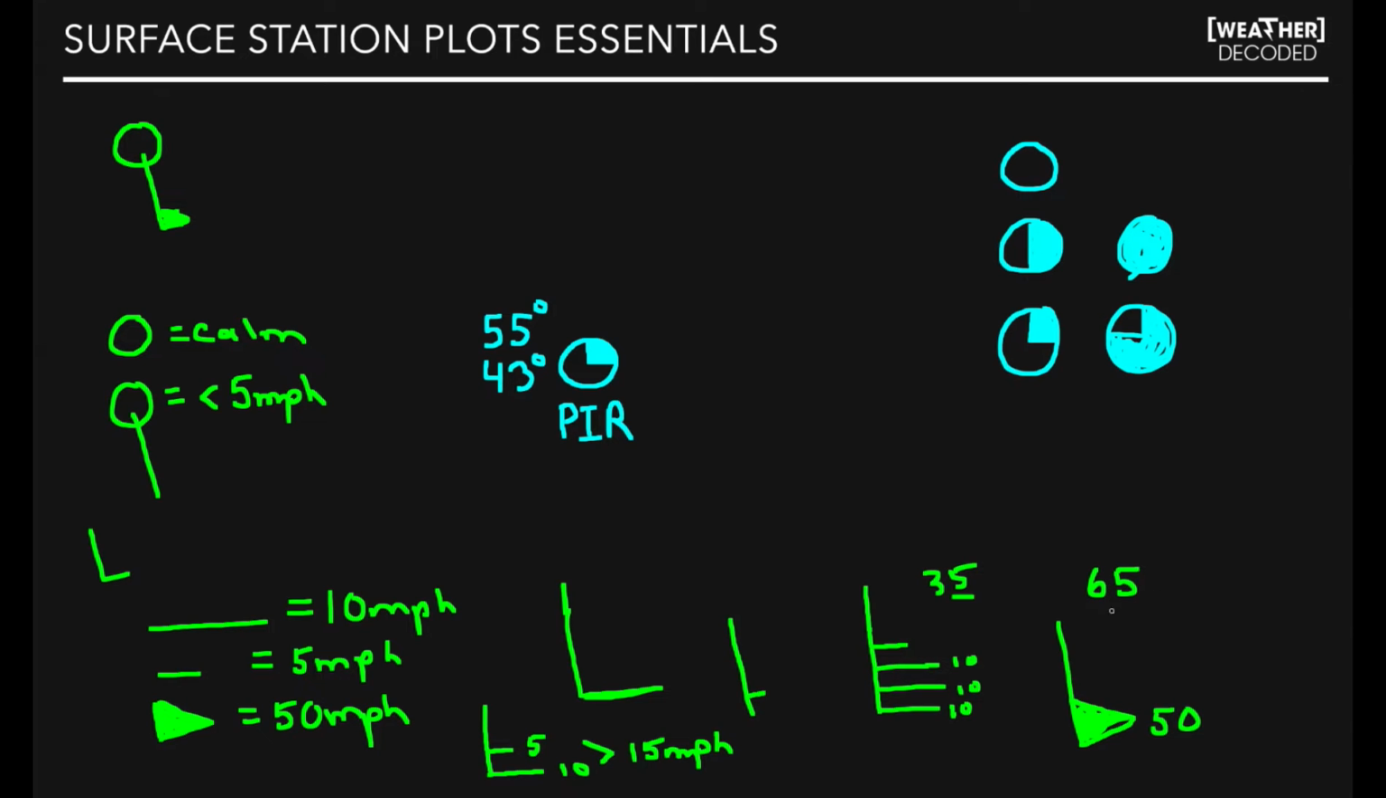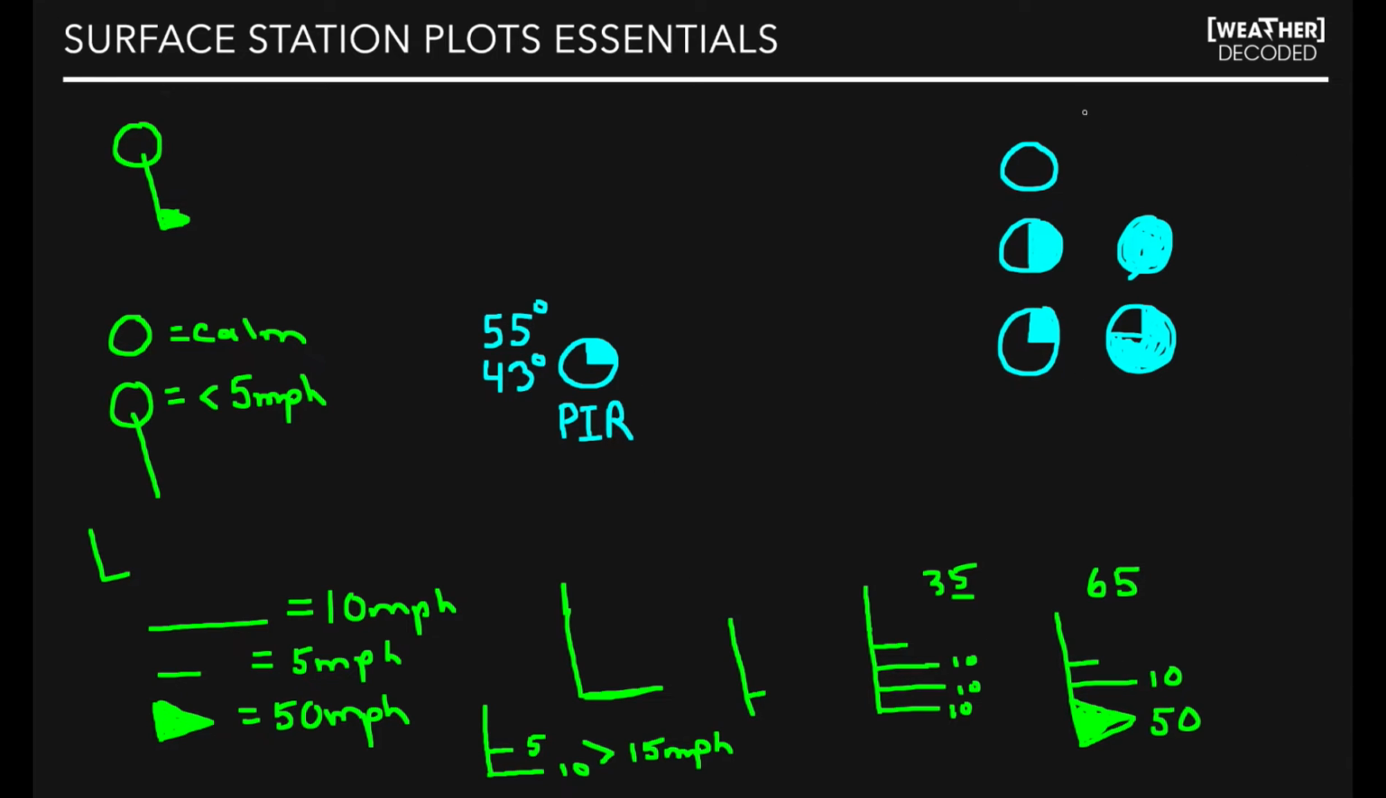But it's 65, so we're still missing 15. So we've got to add a 10 right there. So that 10 plus 50, that's 60. And we're still missing 5. So we'll add a little 5 dash right there. That's a little barb that stands for 65 miles per hour.